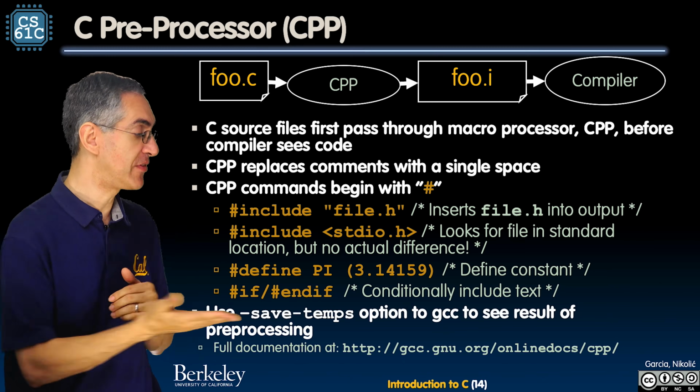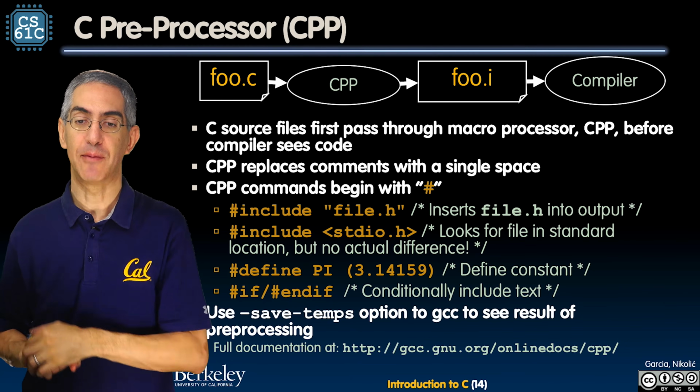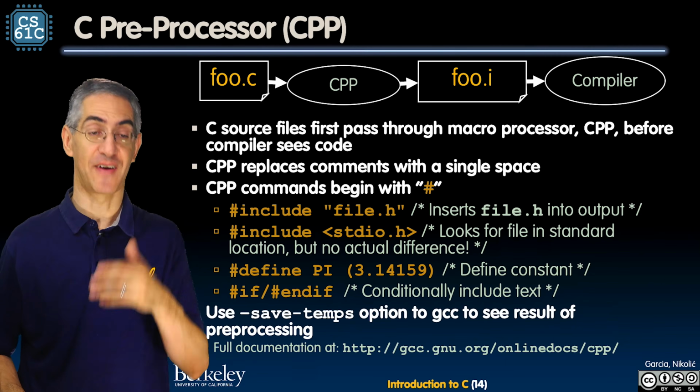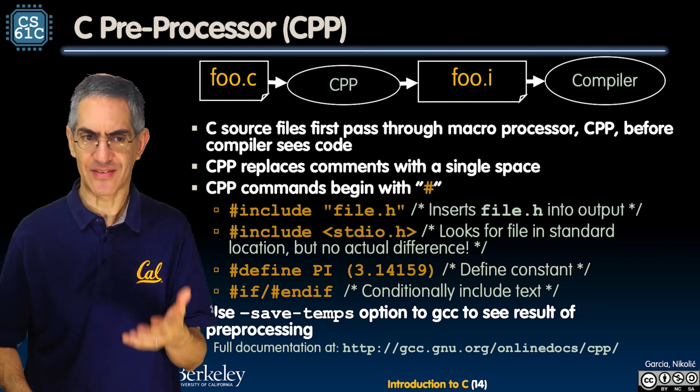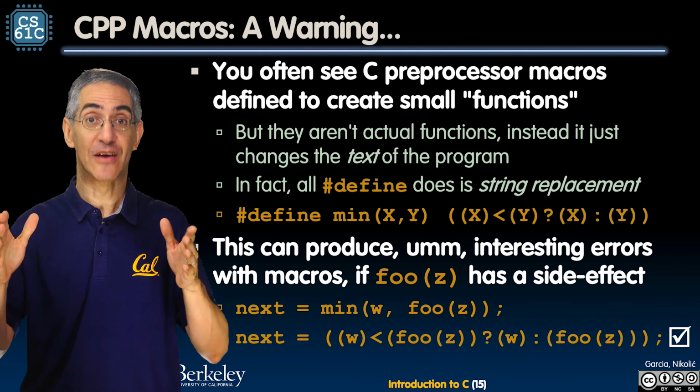The full documentation for the C preprocessor is at the bottom line as well. If you type -save-temps to GCC, it'll actually save the files. So you'll see the process and actually save the .i files in your directory. If you want to see what that .i file looks like, take a look at it by calling save-temps.